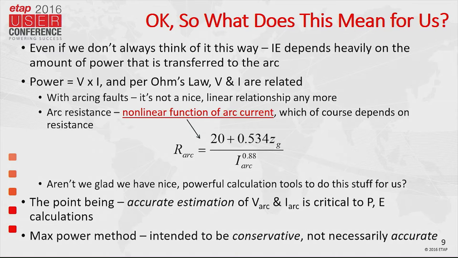So if we have a model that we can use to calculate the arc voltage, then based on that arc voltage, we can calculate an arcing current. Voltage times current equals power. Power times time is energy. All of a sudden, we're right back where we need to be. And so we've got a basis to build a calculation model. The only complicating thing, it's not a nice linear thing with Ohm's law anymore. The resistance is a nonlinear function of arc current. Good thing we have some calculation tools to help us out with that kind of thing. But point being, if we can get an accurate estimation of voltage and current through the arc, we can get an estimate of incident energy.